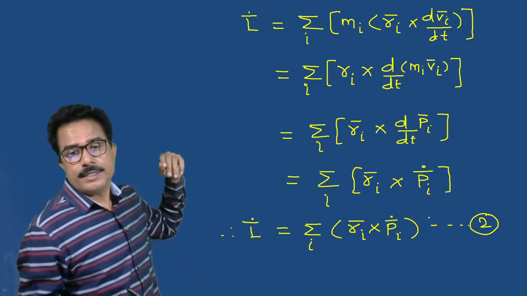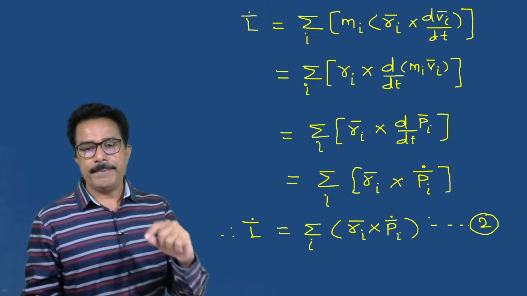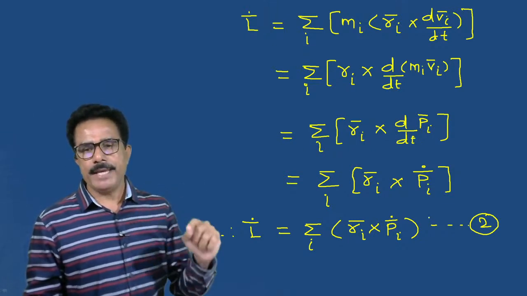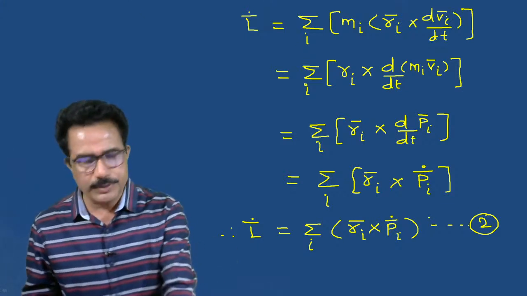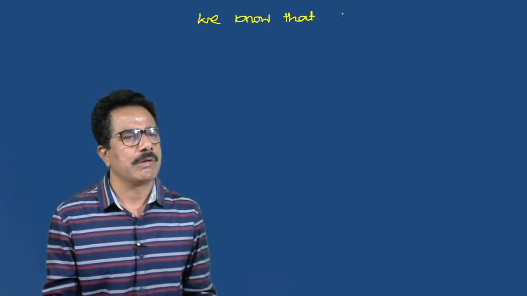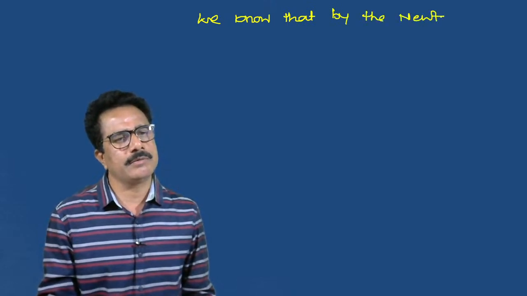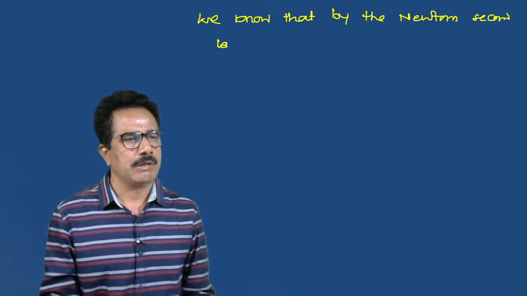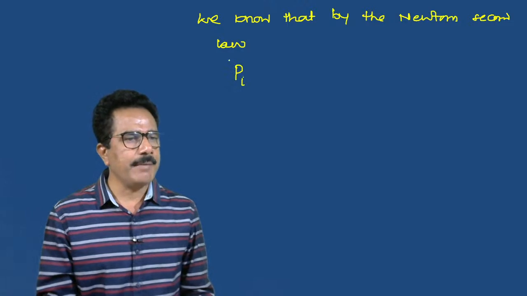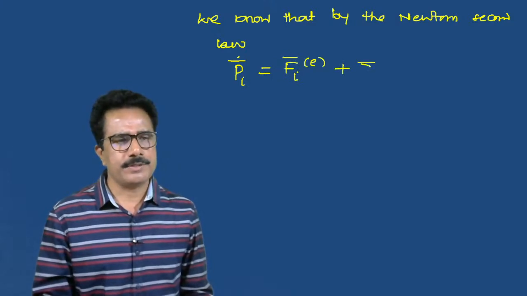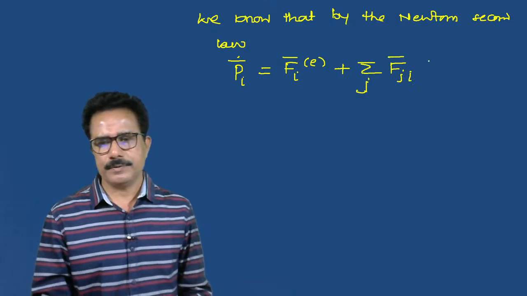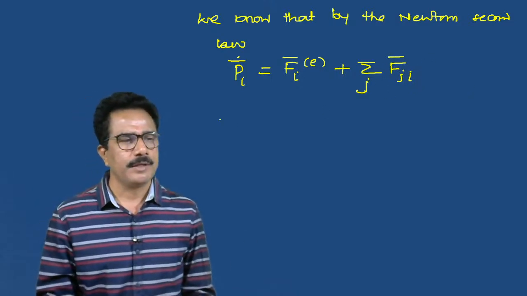Now we know that yesterday we have seen that p_i bar dot is equal to F_i bar. Then by Newton's second law, yesterday we have seen p_i bar dot is equal to F_i bar external plus summation over j F_ji bar. Okay, put this value in equation 2.